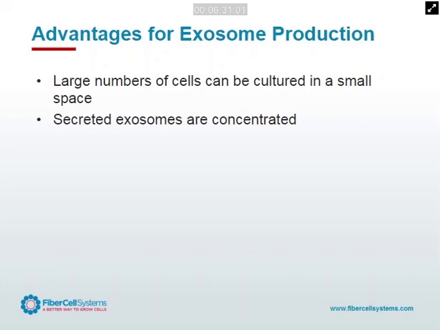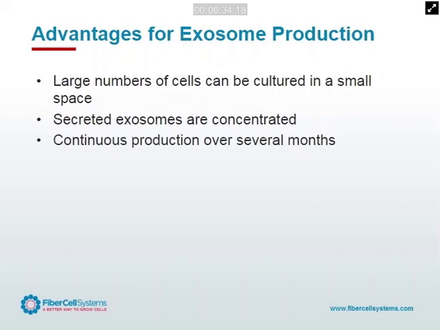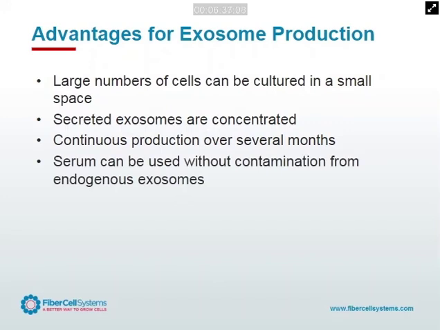The treated exosomes are concentrated, so we don't have large volumes of supernatant that we have to deal with. We can do continuous production over several months. We're only working with a 293 or something like that. Serum can be used without contamination from endogenous exosomes, but I have to say at this point in time, I've been kind of surprised by the fact that we've yet to really find a cell type that we cannot adapt to CDMHD. Now, I'll be honest with you, we have not yet tried CDMHD with mesenchymal stem cells.